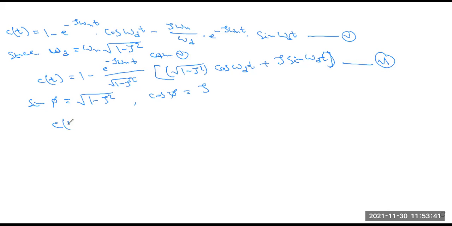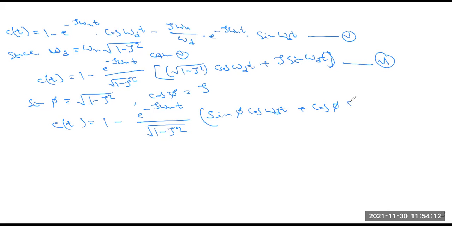So now the equation is coming. This is c(t) equals 1 minus e to the power minus zeta omega n t divided by root over of 1 minus zeta square, into, in that case we have to write the formula of sine A cos B plus cos A sine B. We have learned this in our previous mathematics part. These are basically the formula of sine A cos B plus cos A sine B. So we have to write this as sine A plus B.